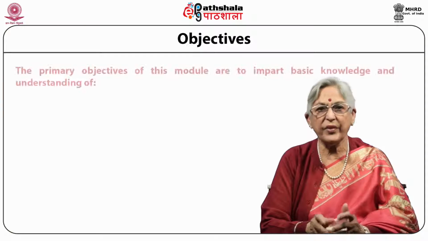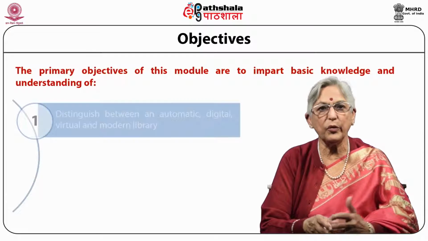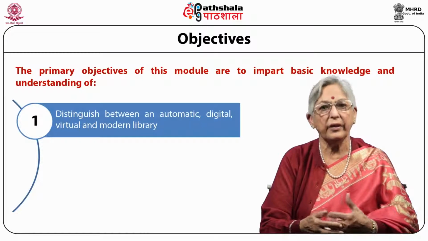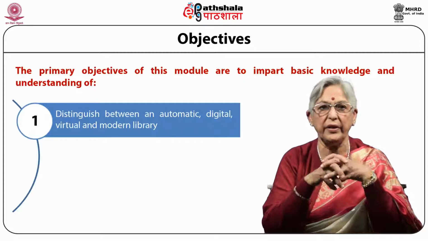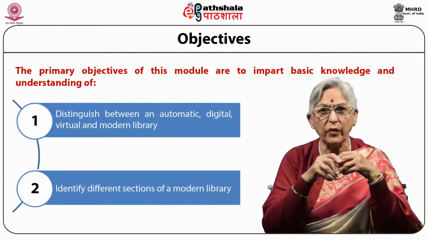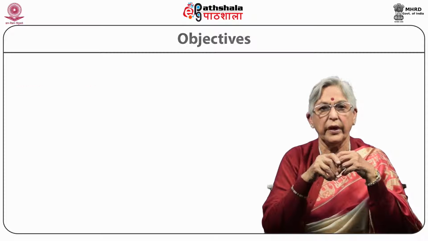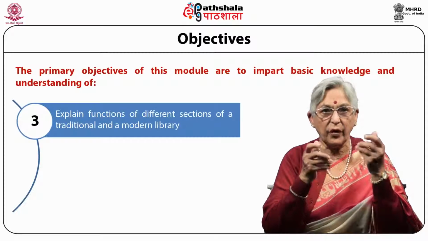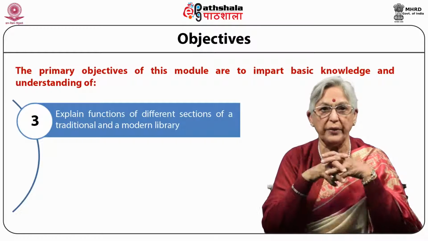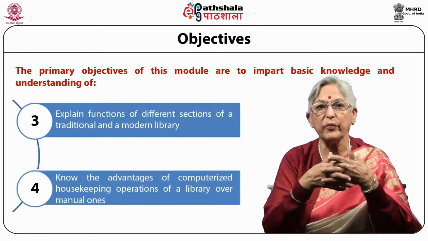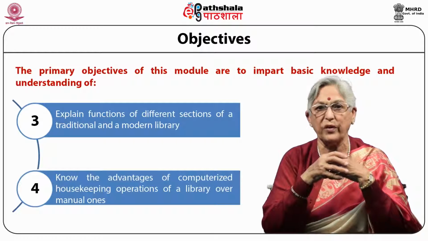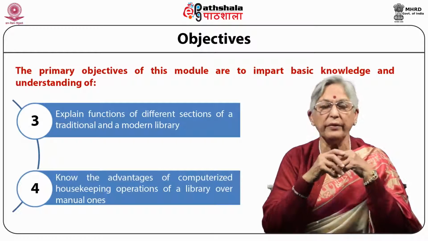Today we are going to talk on the module sections of modern libraries and their functions from paper Library Management. After studying this module, you will be able to distinguish between an automatic, digital, virtual and modern library, identify different sections of a modern library, explain functions of different sections of a traditional as well as modern library, and know the advantages of computerized housekeeping operation of a library over the manual one.